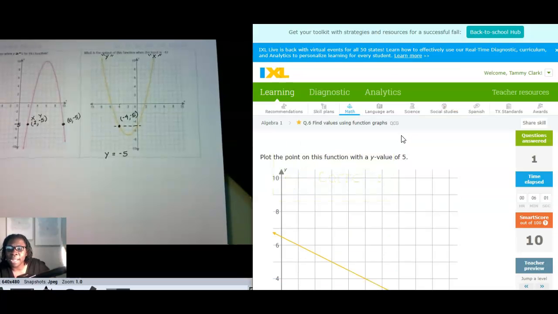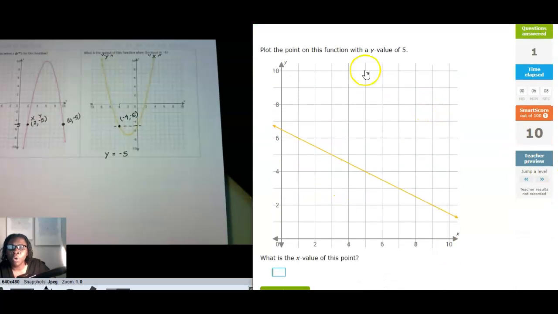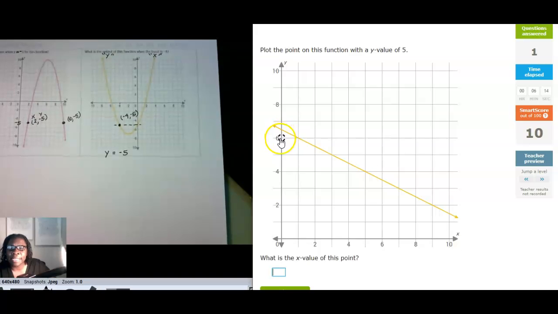All right, here's our next question. We're asked, plot the point on this function with a y value of 5. So our y-axis is here. Here is 5. And we're going to go over until we hit the linear function, which is here. Well, the x value is 3. So let me plot my point here and put in 3.